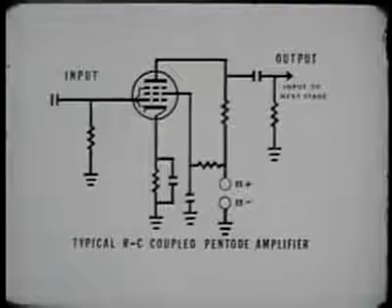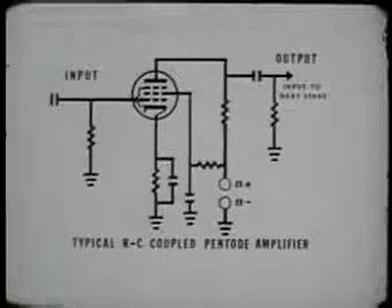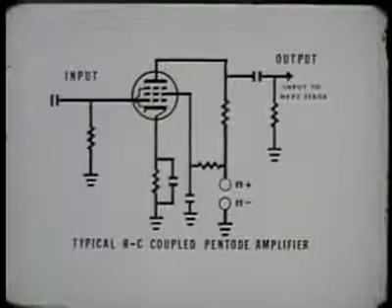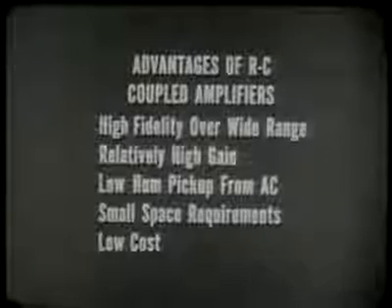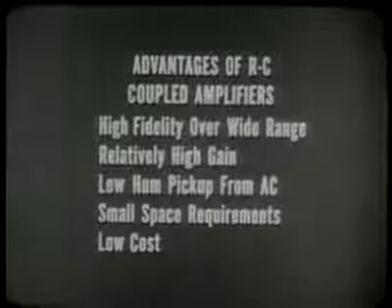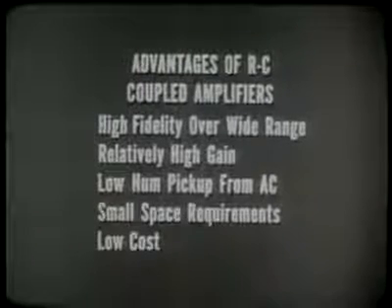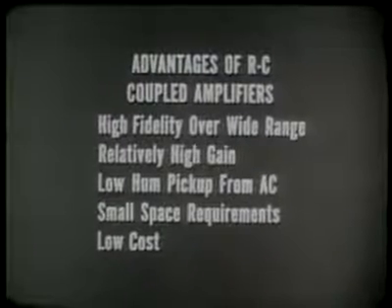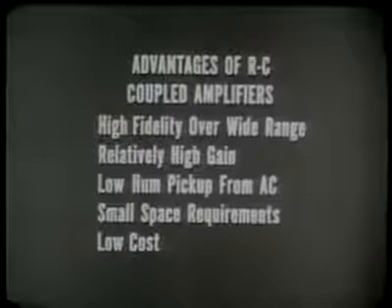Resistance capacitance, or RC coupled amplifiers, are so termed because the amplifier stages are coupled by combinations of resistances and capacitors. Advantages of RC coupled amplifiers are high fidelity over a wide range of frequencies, relatively high gain, low hum pickup from nearby AC fields, small space requirements, and low cost.